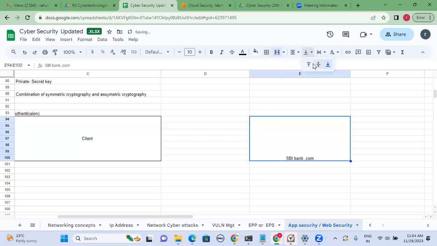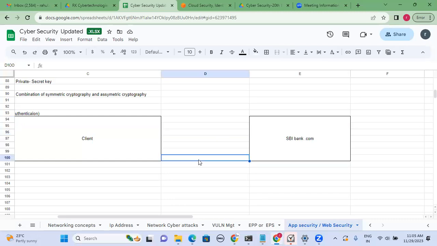So SBI Bank, sbibank.com, where will it be hosted? Any application or website, on top of which server can we host it? I'm asking only about any website or application, which server can we deploy it on? An app server or a web server? Application server or web server, we can host it.